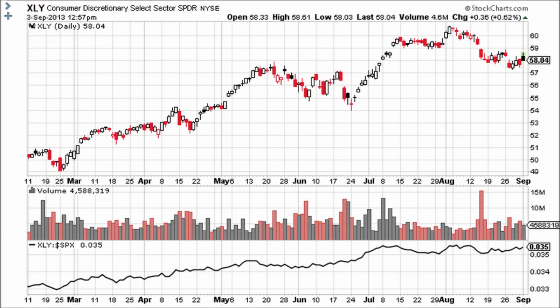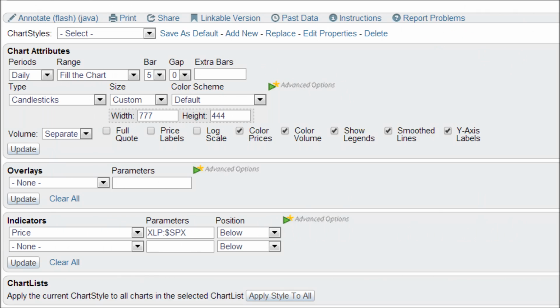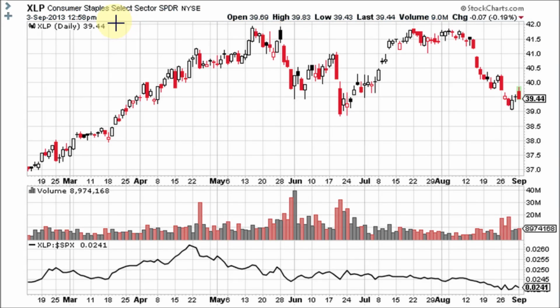Let's go on to the next sector, which is XLP. That is the Consumer Staples SPDR or ETF. And as you can see, the chart pattern doesn't look anything like the S&P 500 other than when it broke down through a double top right here. That was the lowest close in this entire area.